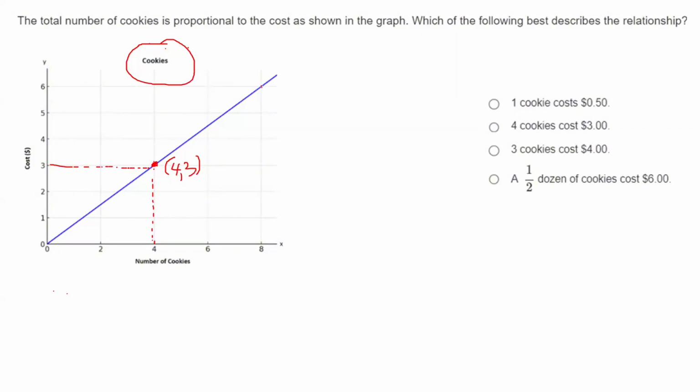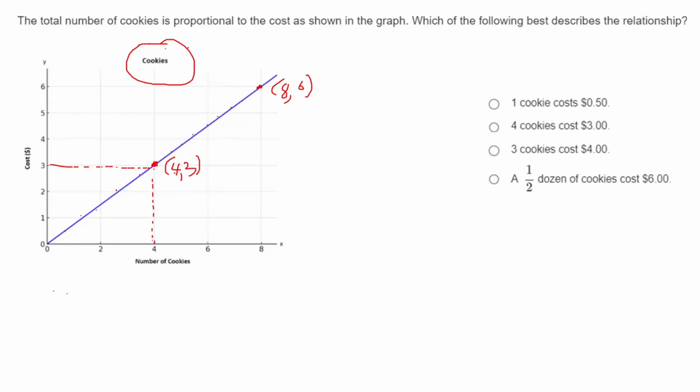So let's just find a different point on the graph. I'm going to use this one right here. So this one is saying when x is 8, y is 6. You can choose any point on the graph. I just chose to use those points in the corners because it is easy for me to identify my x and my y values.